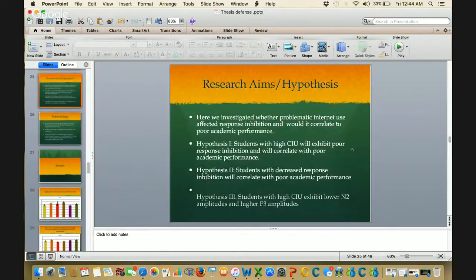So my research aims were to investigate whether problematic internet use affects response inhibition and whether it correlates to poor academic performance. My first hypothesis: students with high compulsive internet use will exhibit poor response inhibition, which will correlate with poor academic performance. My second hypothesis was that students with decreased response inhibition will correlate with poor academic performance. And my third hypothesis was that students with high compulsive internet usage will exhibit lower N2 amplitudes and higher P3 amplitudes.